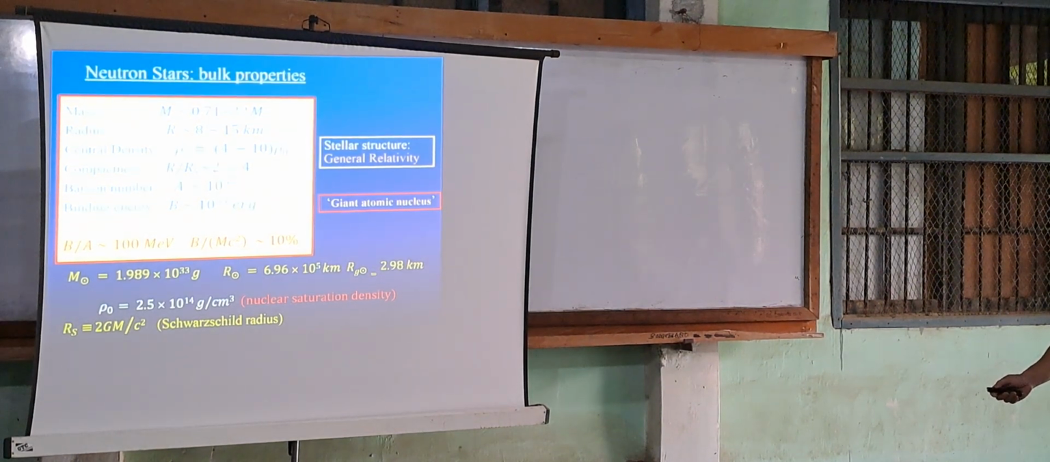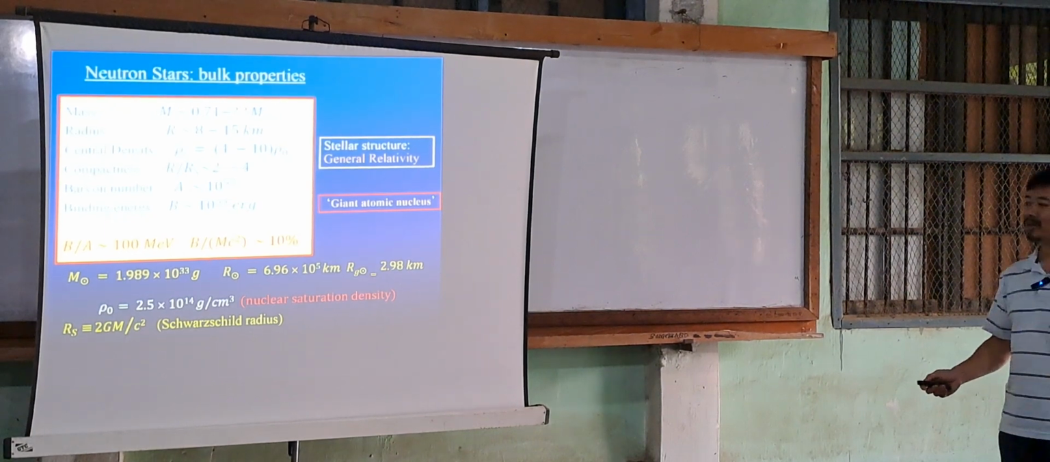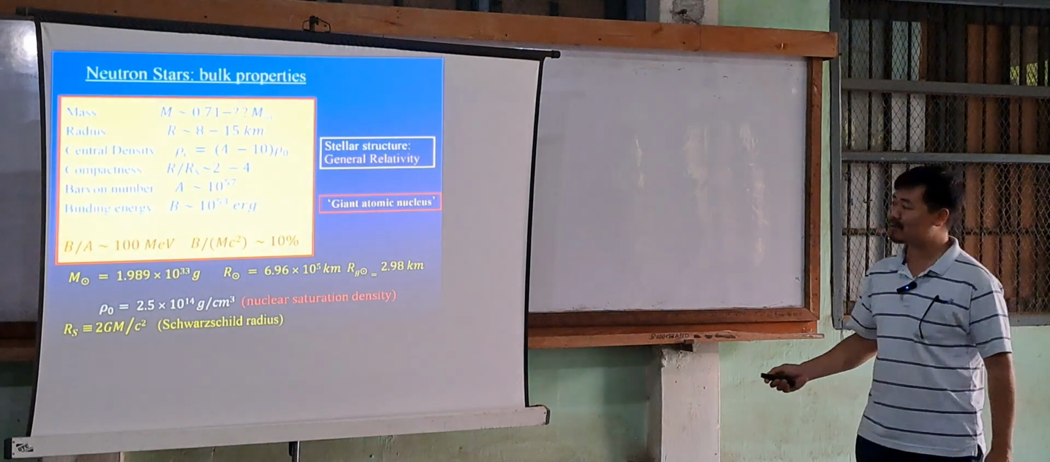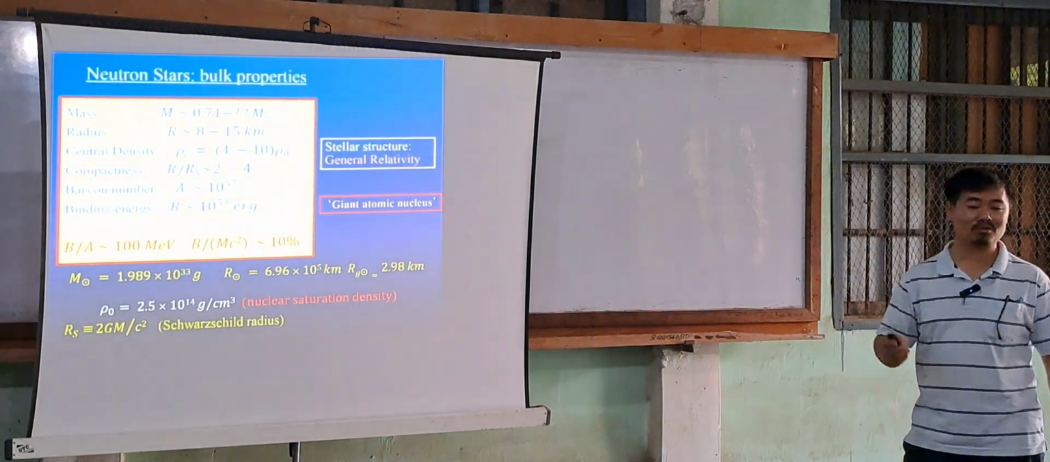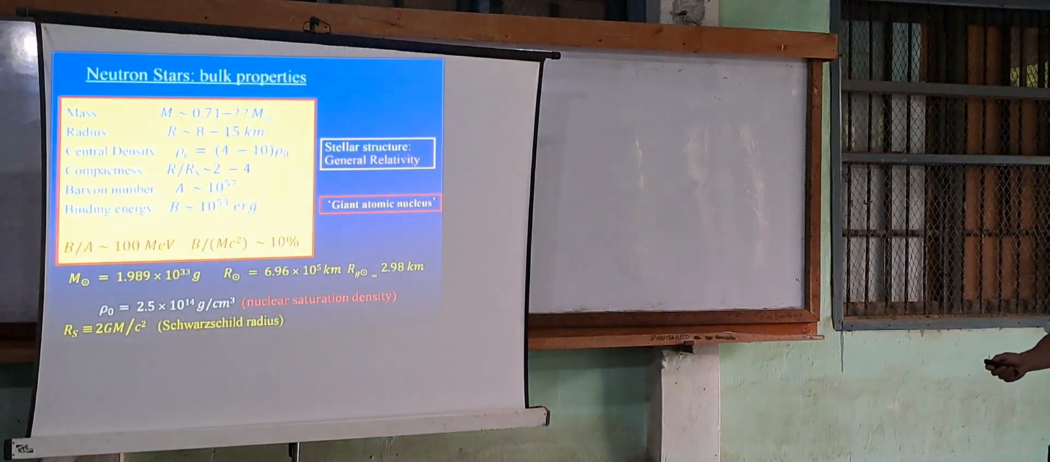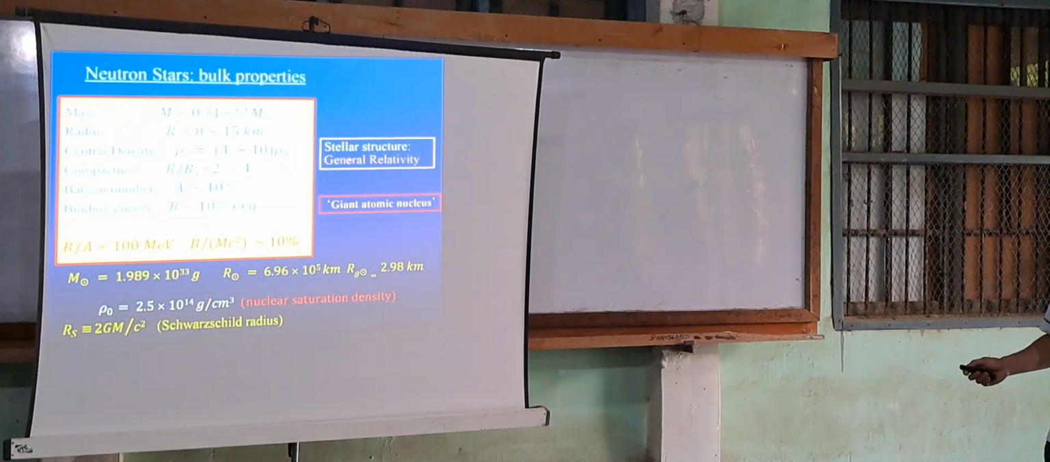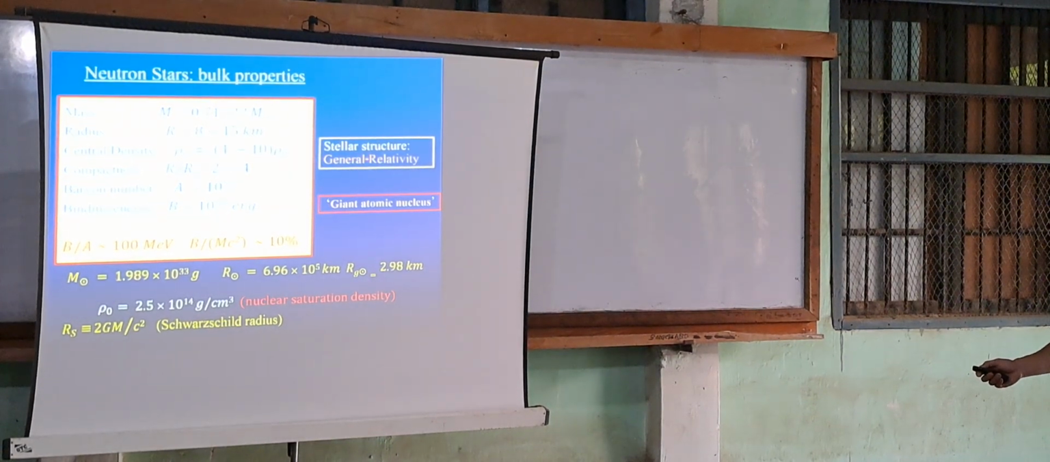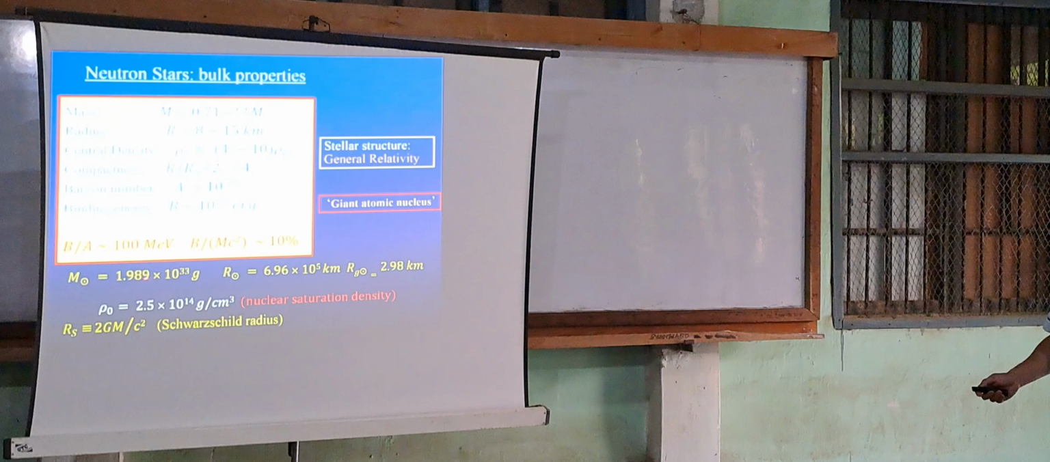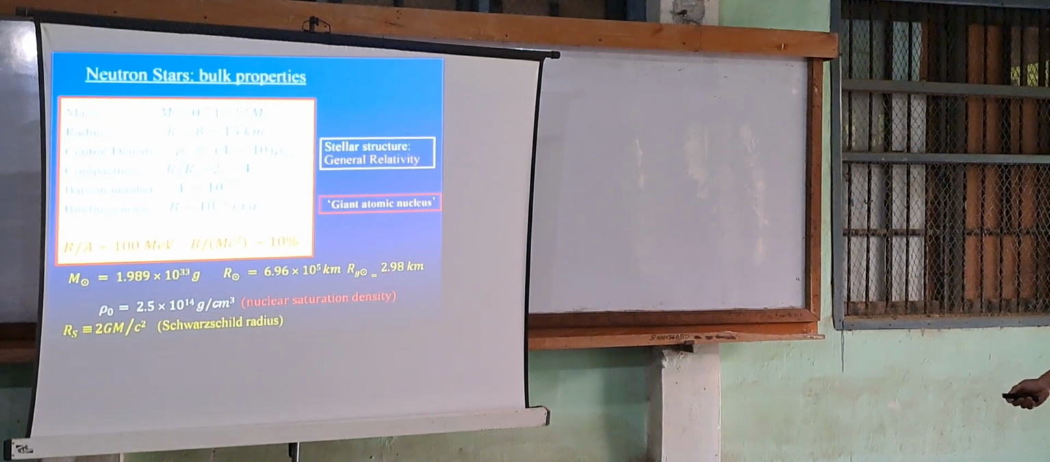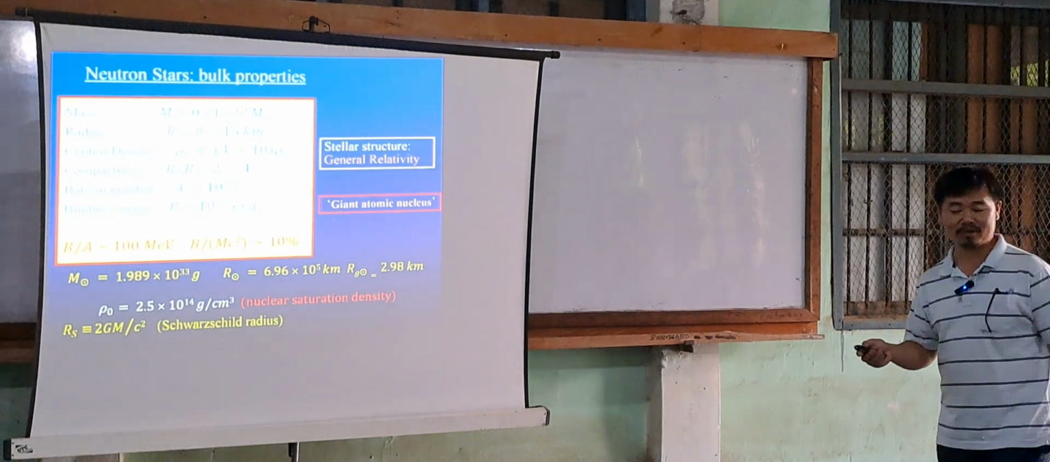So you can compare the binding energy here. The binding energy of the nucleus is of the order of 10% of the rest mass energy, while for the neutron star it is extremely large. So we need a massive object, that is why we use general relativity. And because of the high density, we call it a giant nucleus. These are the references for how we define the solar mass and solar radius. This is the Schwarzschild radius here, because we always compare our radius and mass to the solar mass and solar radius.